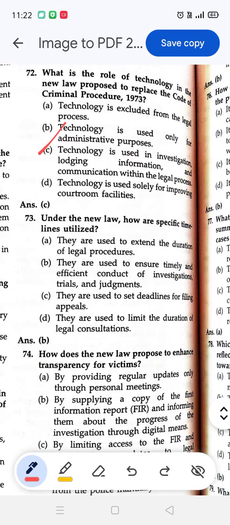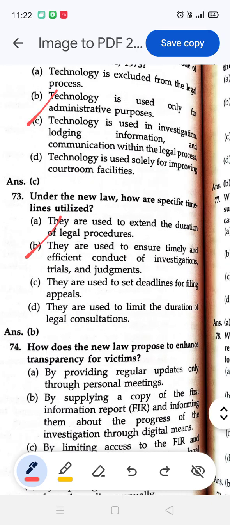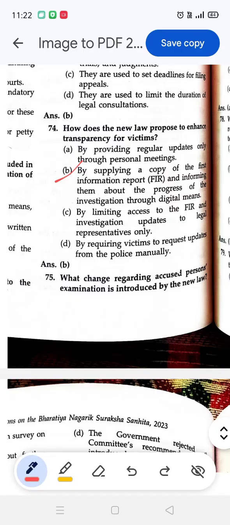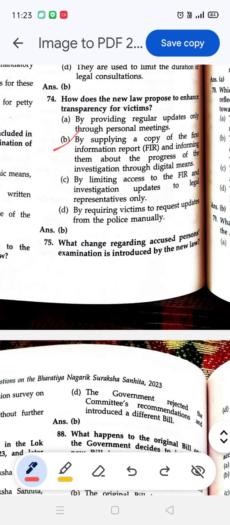Question number 73. Under the new law, how are specific timelines utilized? So option B is correct. They are used to ensure timely and efficient conduct of investigation, trials and judgment. How does the new law propose to enhance transparency for victims? So option B is correct. By supplying a copy of the first information report and informing them about the progress of the investigation through digital means.